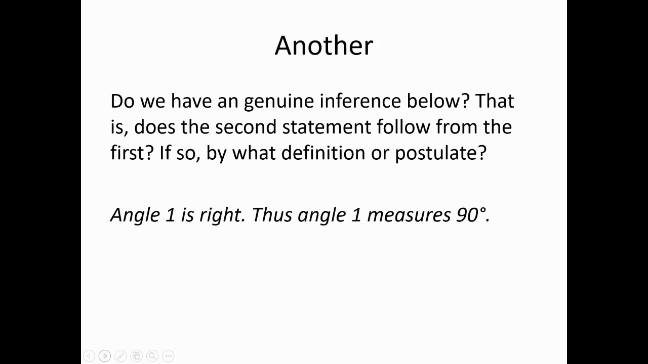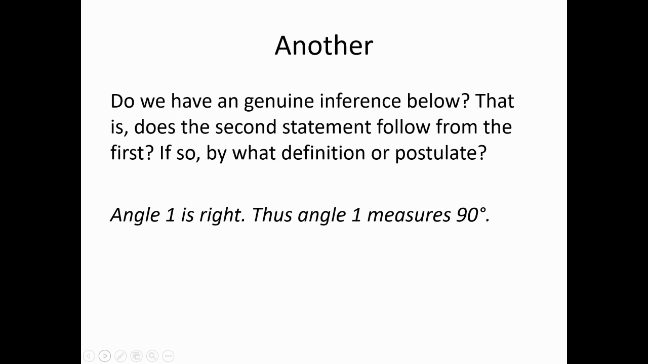So how about this one? Again, we have two statements separated by the word thus, and we want to know whether the second really does follow from the first, that is, whether we have a genuine inference. So let's see, what do we have? Angle 1 is right, thus angle 1 measures 90 degrees.